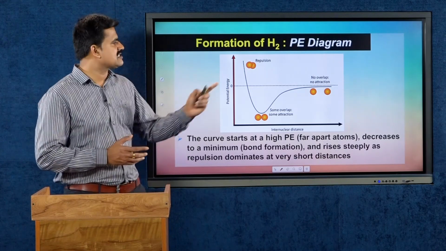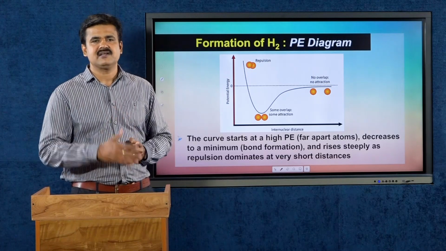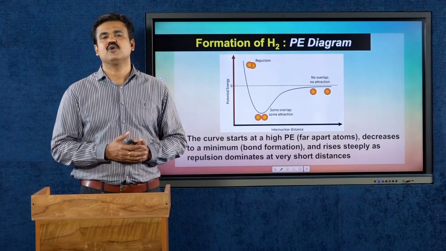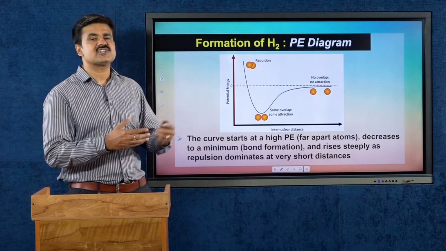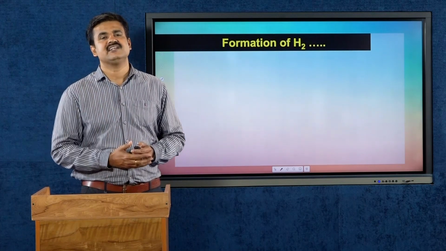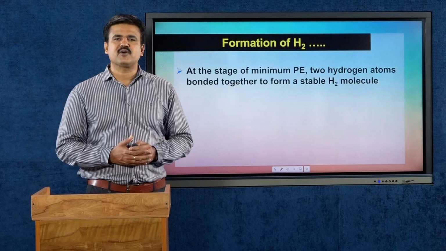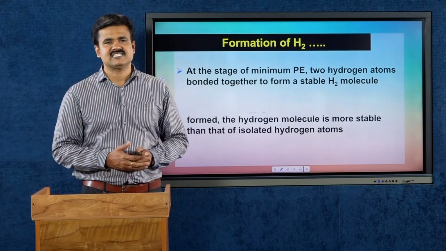The curve starts at high potential energy, which represents atoms that are far apart, decreases to a minimum at the distance at which bond formation happens, and rises steeply as the repulsion dominates at a very short distance. At the stage of minimum potential energy, two hydrogen atoms are bonded together to form a stable hydrogen molecule.